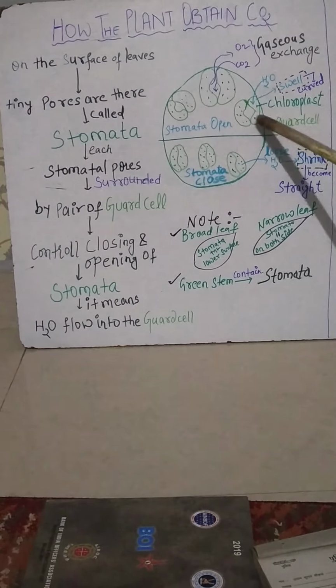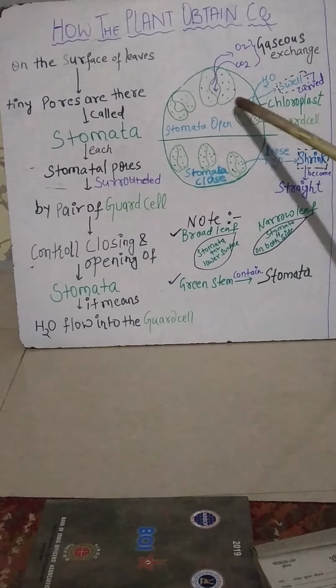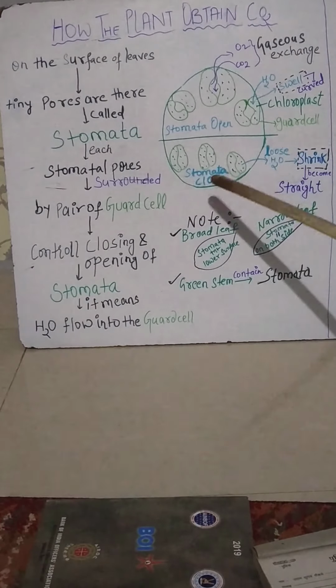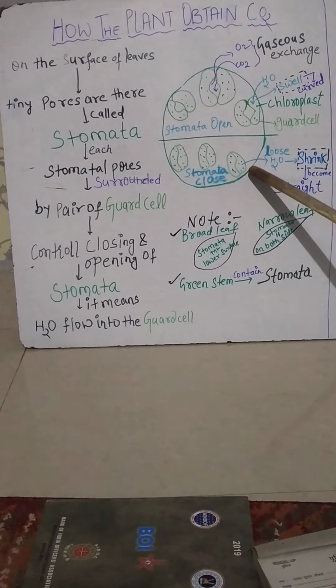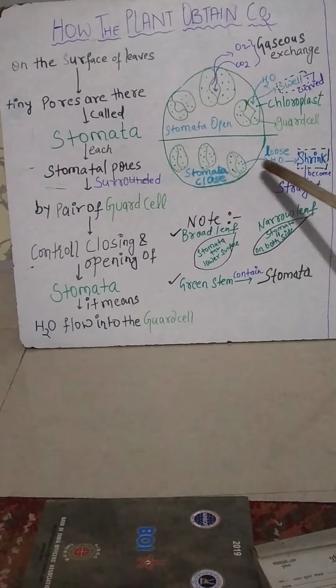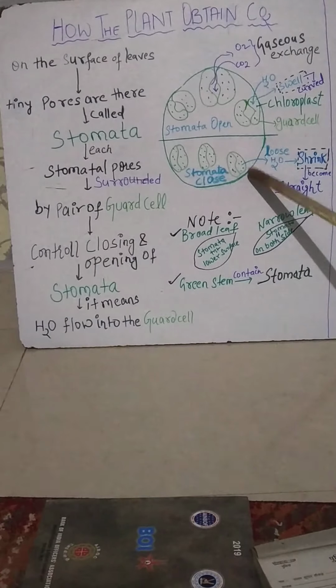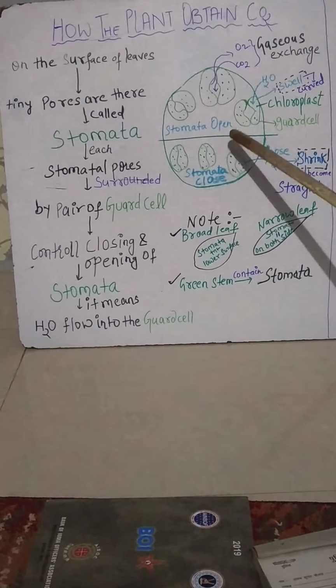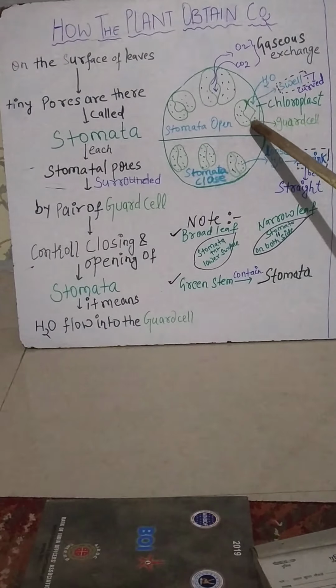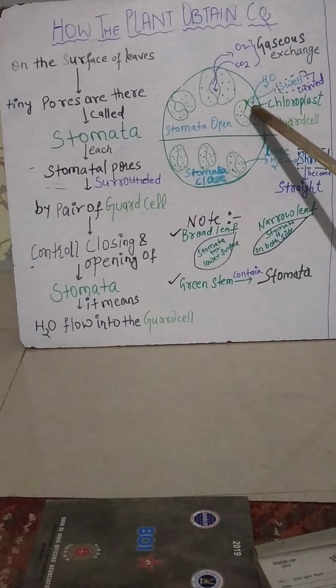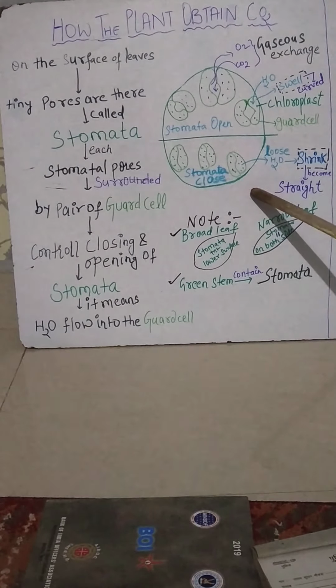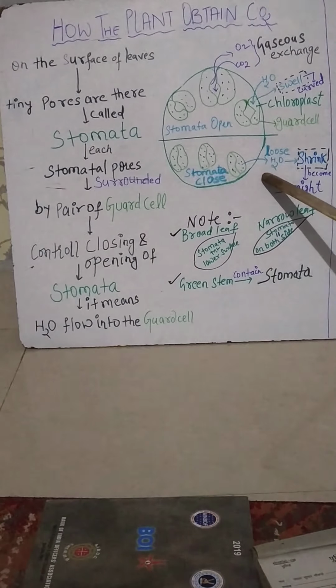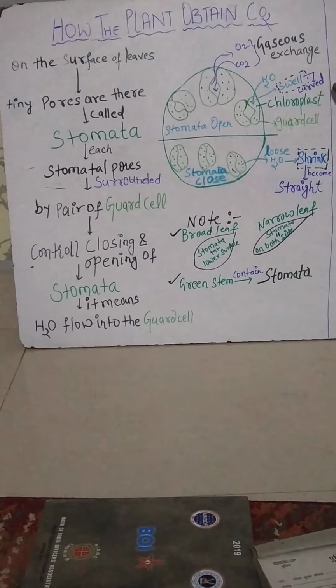And here the guard cell swells up. It means the stomata is open. Here the guard cell becomes straight. Why? Because of loss of water. So this indicates the stomata is closed. When the guard cell swells up, the stomata is open. Guard cell swells up, stomata open. Guard cell shrinks, stomata close. It opens when water fills the guard cell, and it shrinks when water is lost. So this is all about the opening and closing of stomata.